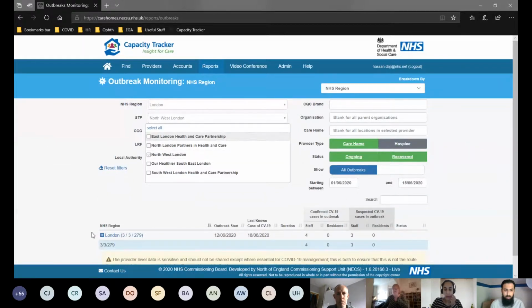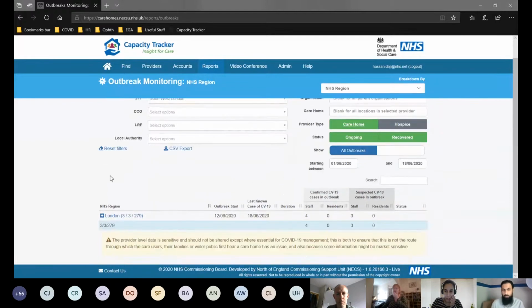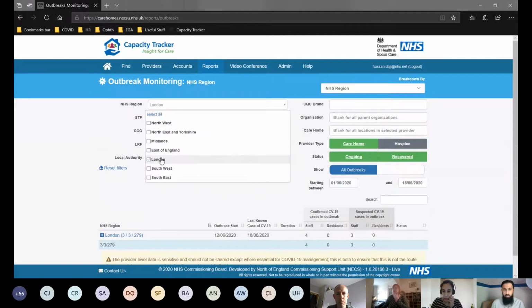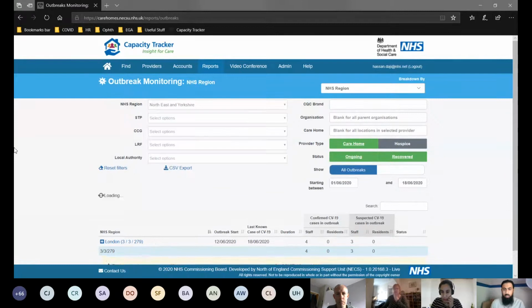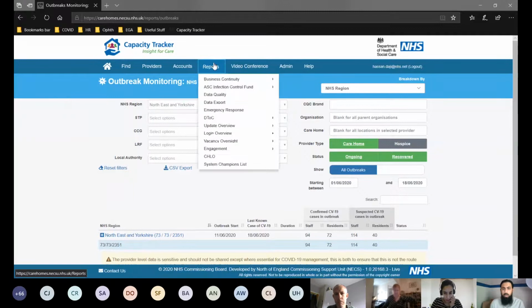Hassan, I might just jump in because there's a question from Catherine. Yeah. Logan, why doesn't the total, I think we've had this question before actually, about the total residents, it doesn't equal the residents confirmed and residents symptomatic.